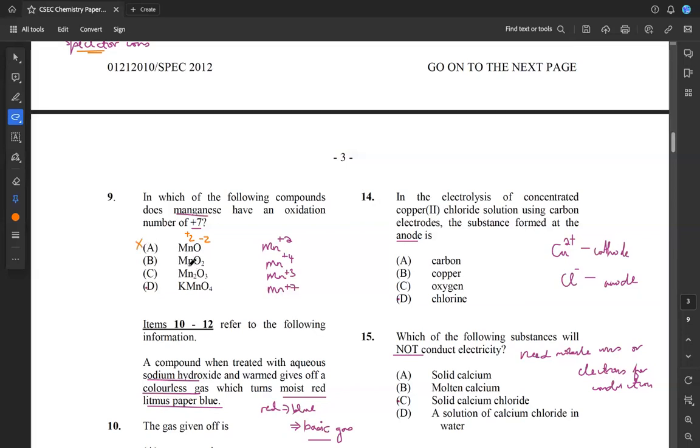Let's look at this one now. Also a neutral compound. The oxidation state of the oxygen is -2, and there are 2 of them. So overall, that's -4.